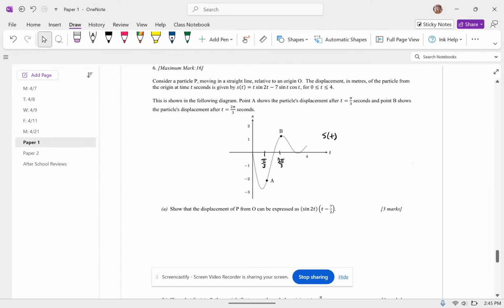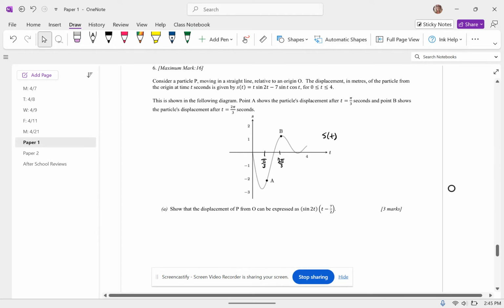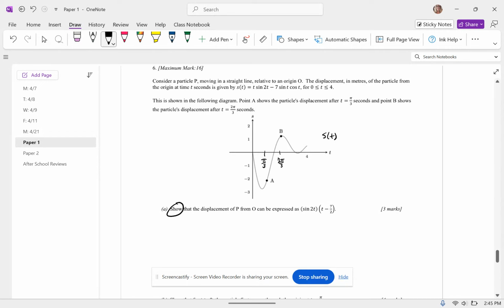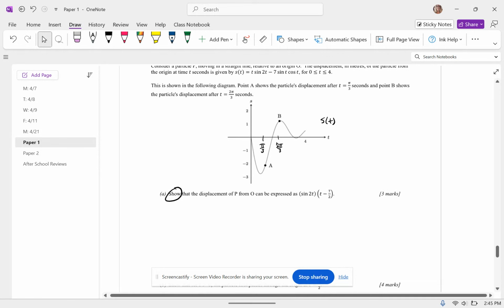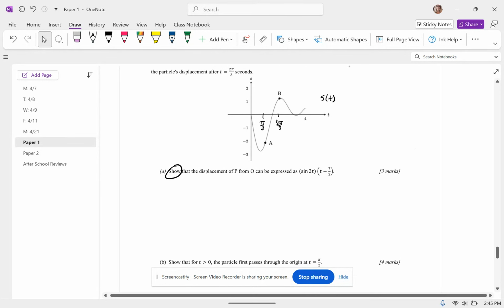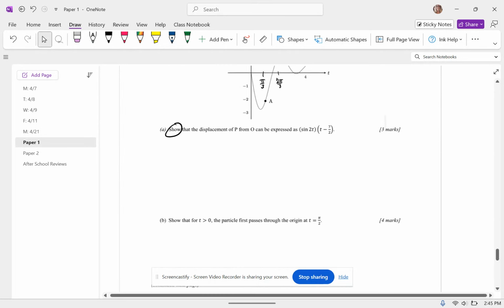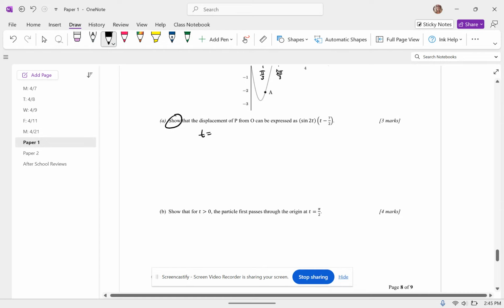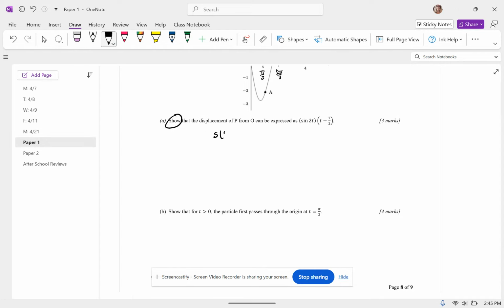All right, cool. Show that the displacement of P from O can be expressed as sine 2t times t minus 7 over 2. So the command term show is going to tell me that I start with what was given. I'm going to try to match this structure over here. Some of you guys did a little bit of math magic. I'm not entirely sure how you arrived at this structure here. So let's just make sure we're all on the same page, okay? I'm starting with S of t equals, what did it start with? t sine 2t minus 7 sine t cosine t.